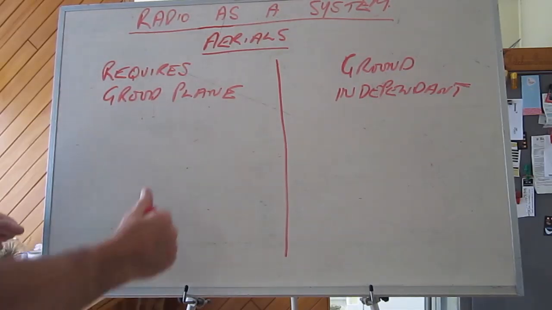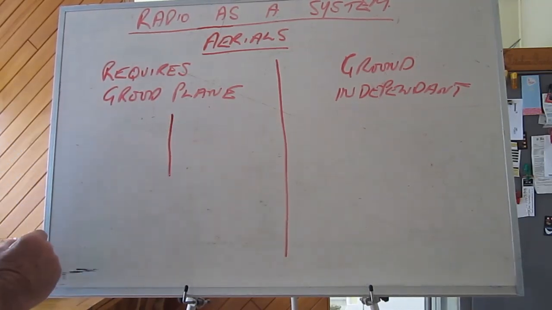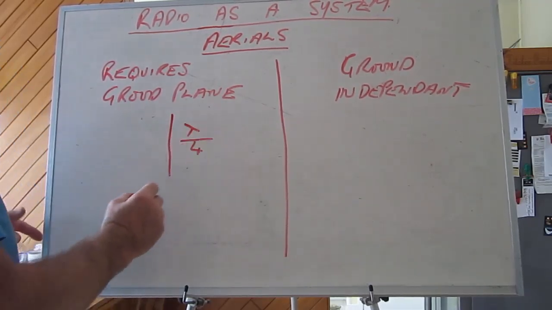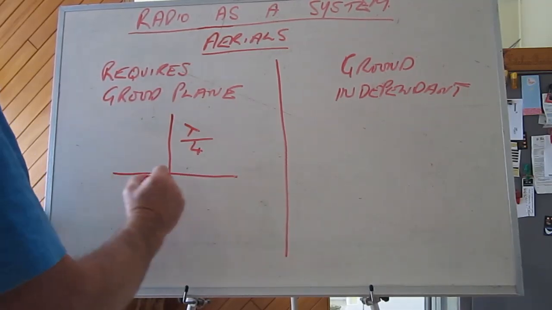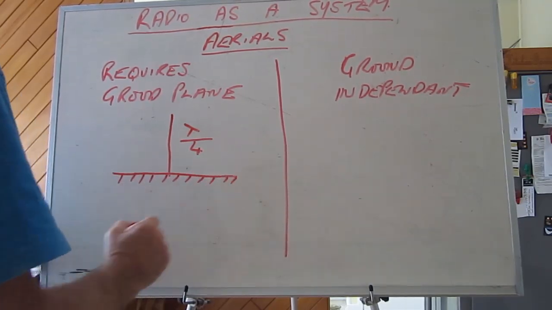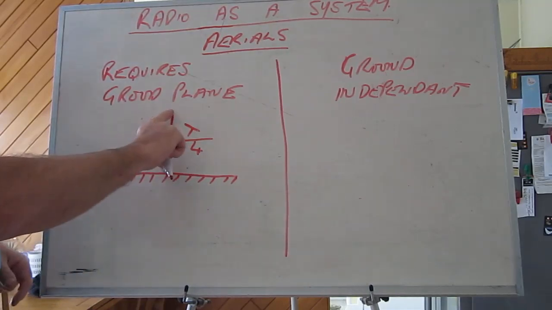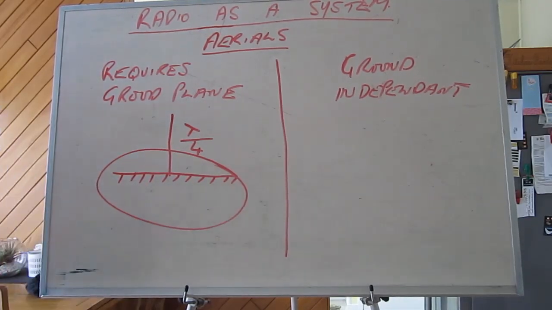Now, we'll talk about ground planes generically for a little bit. If we've got an aerial like that, that's a quarter wave whip, which is the most generic antenna. It requires a ground plane. The size of the ground plane, I use a rough rule of thumb, and that rough rule of thumb is you take the height of the quarter wave whip and you draw a circle, and it's the requirement for the size of your ground plane.